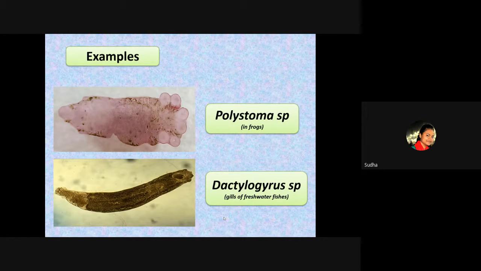An example is Polystoma. As you can see in this part, there are numerous suckers, as I said before; they have this structure especially in monogeneans. The second is Dactylogyrus, another type of monogenean. Polystoma is mainly seen in frogs, where this parasite keeps itself attached. Dactylogyrus attaches itself to the gills of freshwater fishes. So these two are ectoparasites which come under class Monogenea.